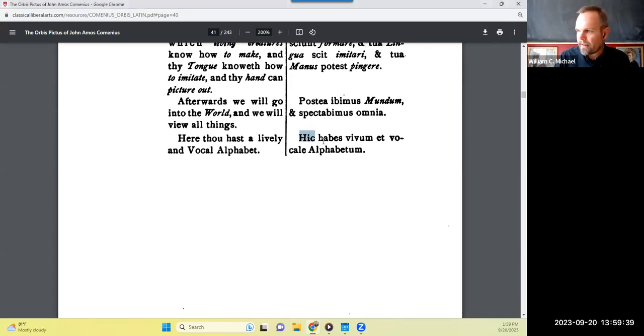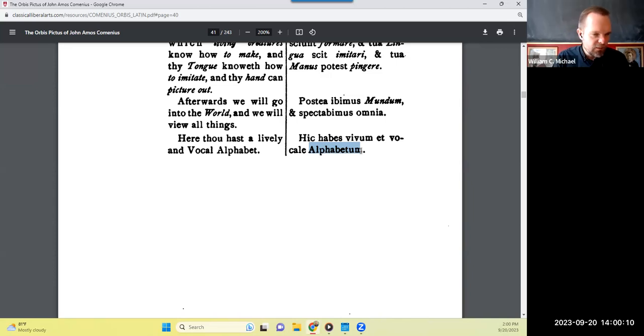And then this last line, hic habes vivum et vocale alphabetum. Hic here means here. Habes, you have. Vivum means living. Et vocale, and vocal alphabet. Here you have a living and vocal alphabet. So he's going to go through this word. Vivo means living.